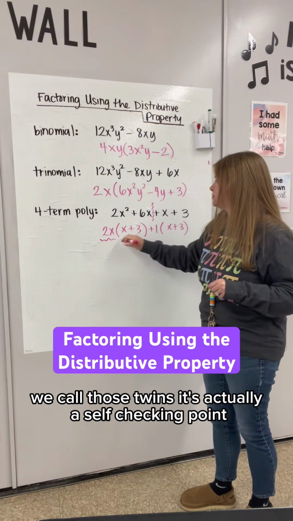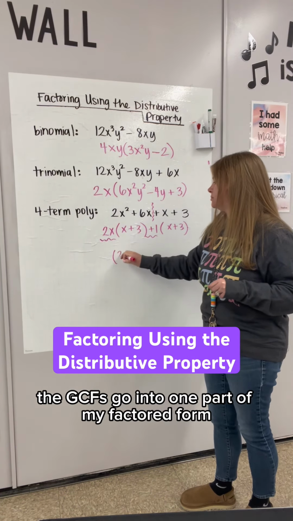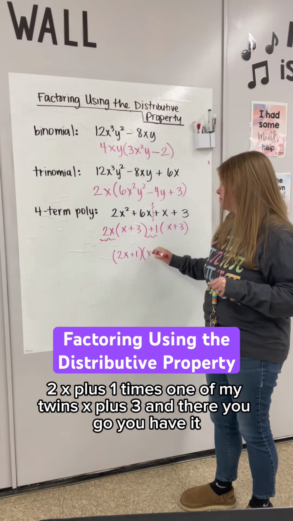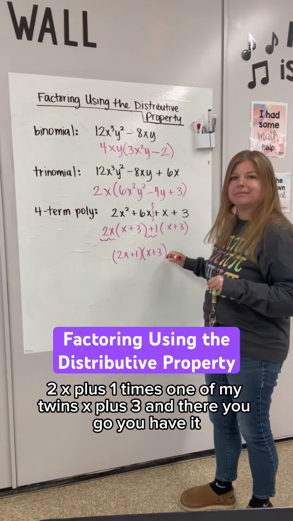It's actually a self-checking point. The GCFs go into one part of my factored form, 2x plus 1, times one of my twins, x plus 3, and there you go. You have it. Good job.